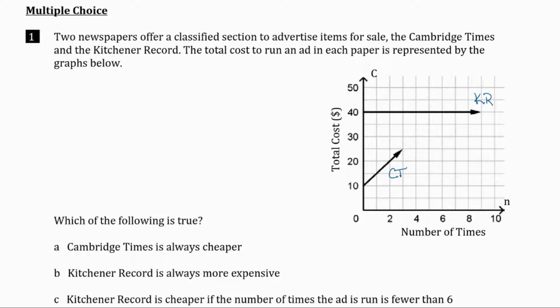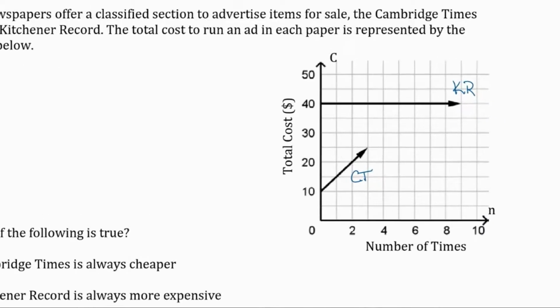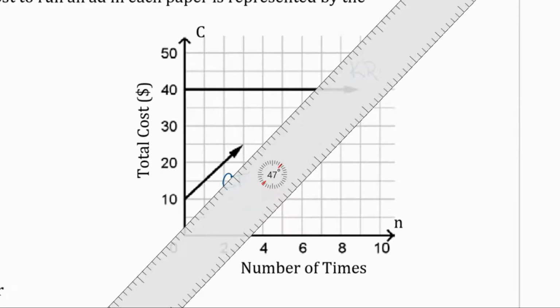Which of the following is true? Cambridge Times is always cheaper. Why would somebody say yes to that? What do you think? Think about that for a minute, because there's a good reason why somebody might think that one is correct. If they look at the graph, they say, well, that line is lower than this line, so it does look cheaper. And then the graph stops there, and it never gets more expensive. And somebody might say, yeah, this line is always below that line. But what does this arrow mean? We know that that arrow means that line keeps going. And that means that the way it's graphed is not finished.